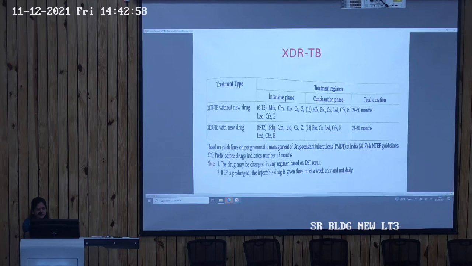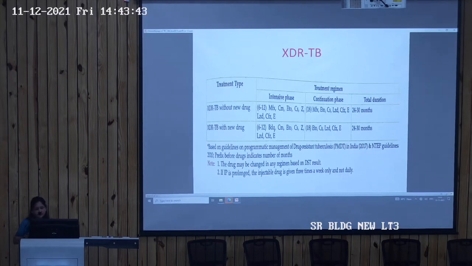Moxifloxacin, ethionamide, cycloserine, then you can give, because it is seen that they are not resistant to this moxifloxacin. It can work even in those who are resistant to other fluoroquinolones. So moxifloxacin will be added, capreomycin will be added, ethionamide, cycloserine, pyrazinamide, linezolid, clofazimine and ethambutol. So these are the 8 drug combinations. So you have to do the drug sensitivity test, and accordingly you can add the drugs. So 8 and 5 drugs are added, and this regime is for 24 to 30 months.